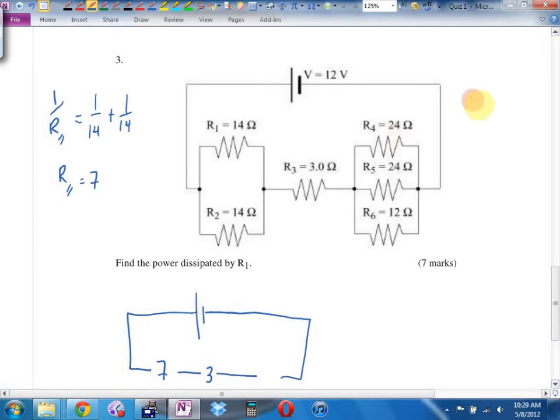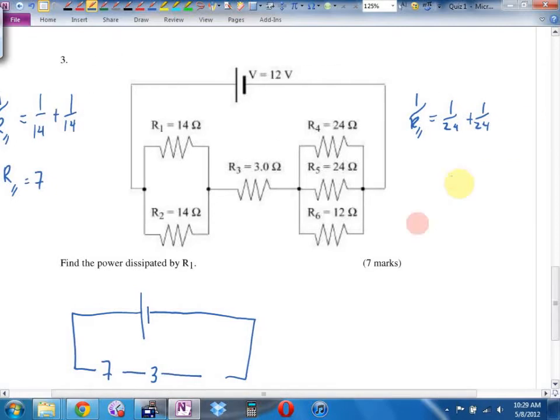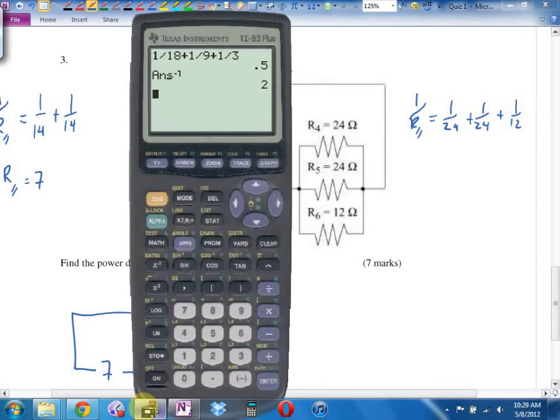This over here, 1 over R parallel, is going to be 1 over 24 plus 1 over 24 plus 1 over 12. Reciprocal, that's 6.